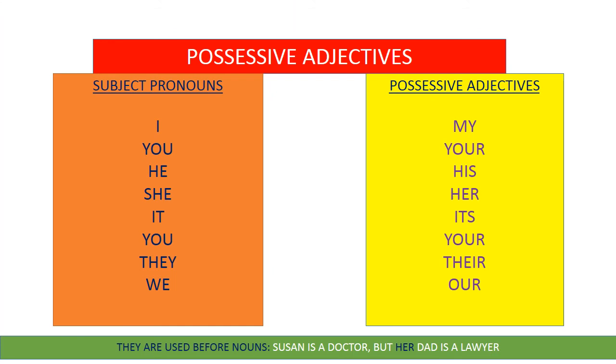Now, another important topic is the use of possessive adjectives. Possessive adjectives are words that are used before nouns, and of course they indicate possession. For each subject pronoun, we have a possessive adjective. For I is my, for you is your, when you is singular or plural. Then for he, his, for she, her, it, its, they, their, and we, our. Look at the example at the bottom. It says Susan is a doctor, but her dad, because we are talking about a woman, her dad is a lawyer.